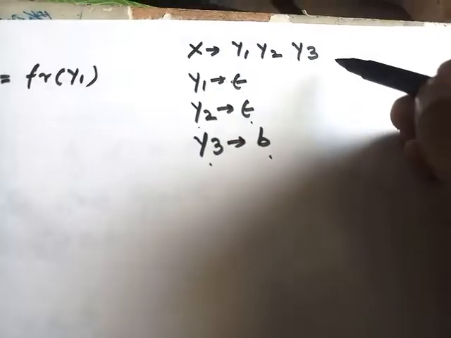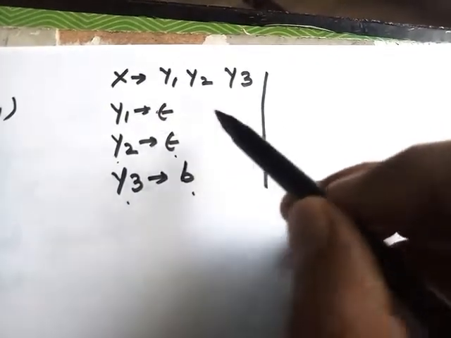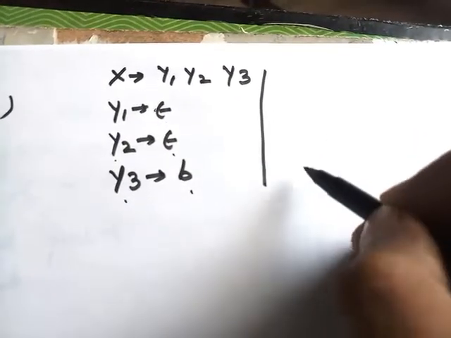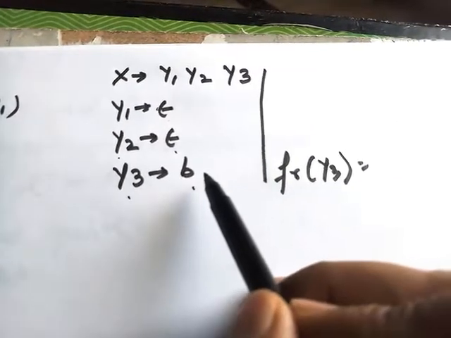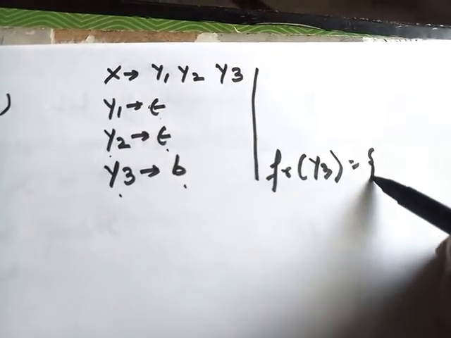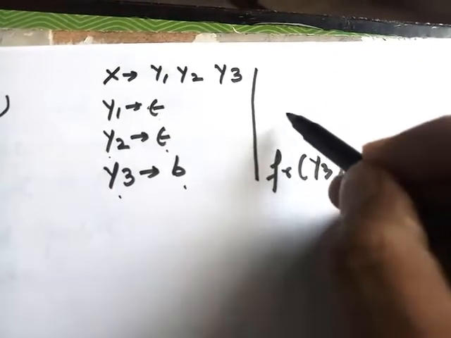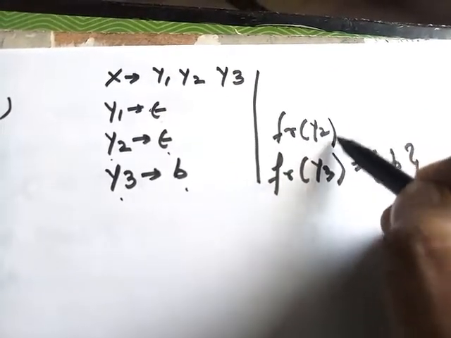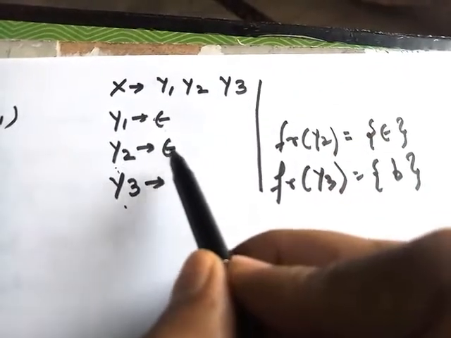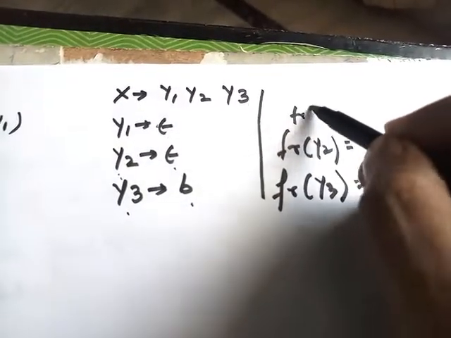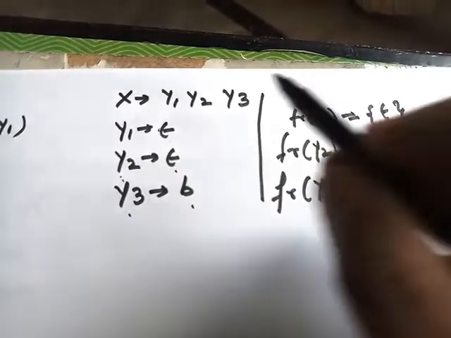So if we have to calculate the first of all these three, what will we do? We can start from the bottom. What is the first of Y3? What does Y3 generate? B. This is the only terminal symbol, so the first of Y3 is B. Then what is the first of Y2? First of Y2 is epsilon, because Y2 generates epsilon. What is first of Y1? It again generates epsilon.